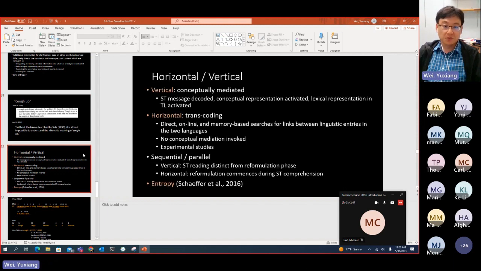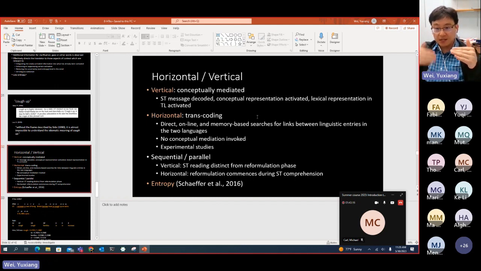And that has to do with horizontal versus vertical processes. There have been two perspectives. The vertical process of translation would argue that this is conceptually mediated. So the process is that the ST message is first decoded, and then there is a conceptual representation activated, which would then be transferred to a lexical representation in the target language.